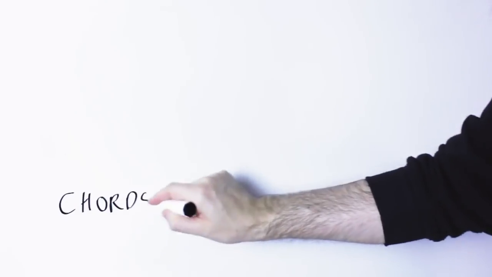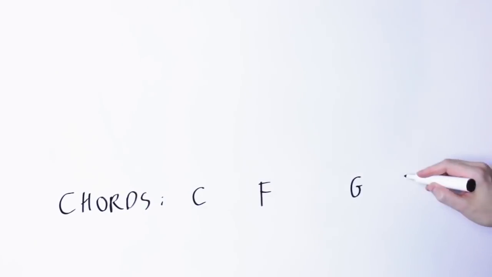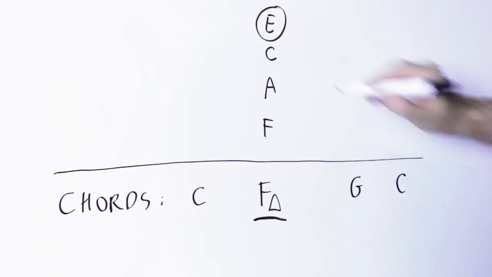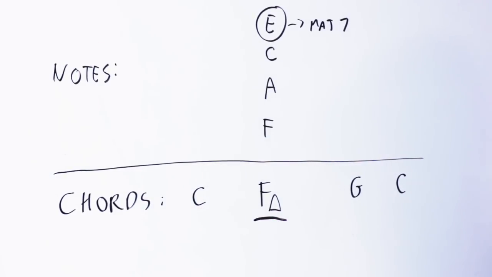But another thing that composers do to make those chord progressions more interesting is to not use just the triad, but to use also the seventh of the chord. In this situation, for instance, we could play C, F major 7th, G7, C.